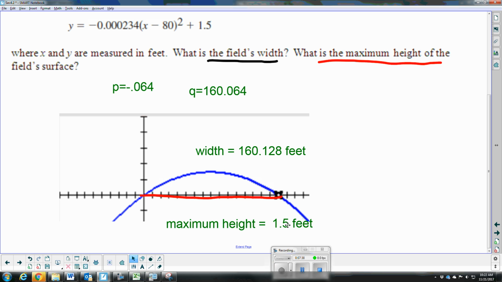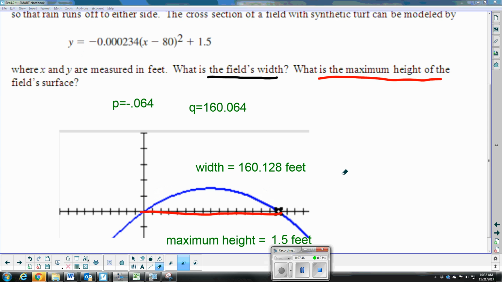All right, so be careful again when you're reading these story problems to answer the exact question that it's asking. So again, just make sure that you're answering the question that it asks you. So here our maximum height is 1.5 feet. So the maximum height of the field surface, 1.5 feet.